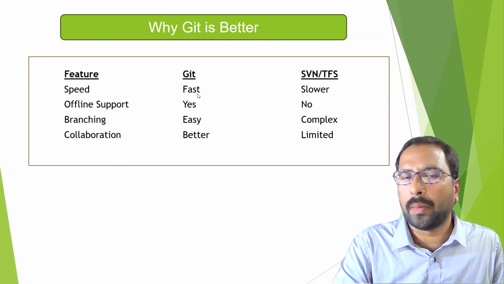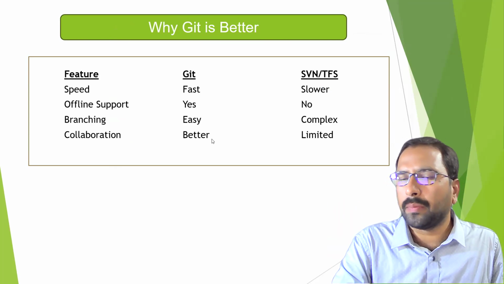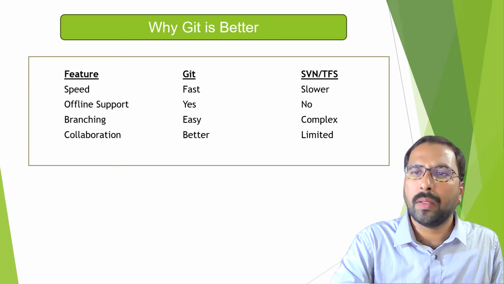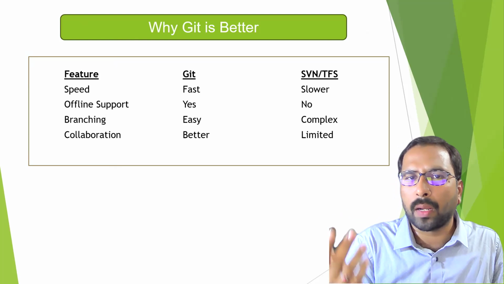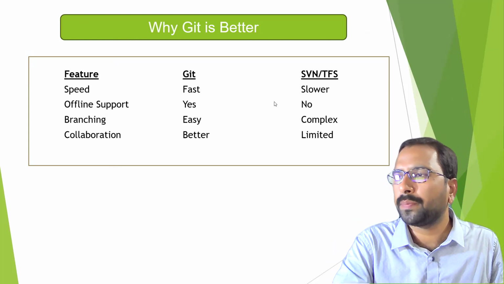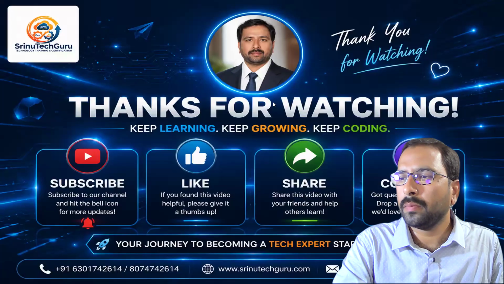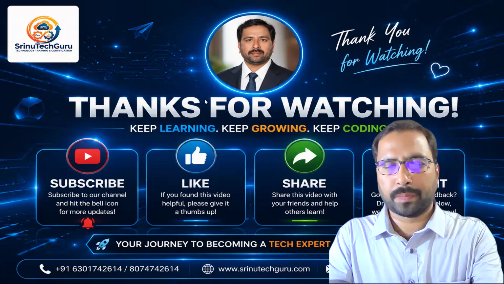So here, obviously, Git is fast, offline support is there, branching is there, and branch creation is very easy. And collaboration means different developers simply connect to GitHub and work on it without any issues. Okay. So before that, I'm going to let you know.